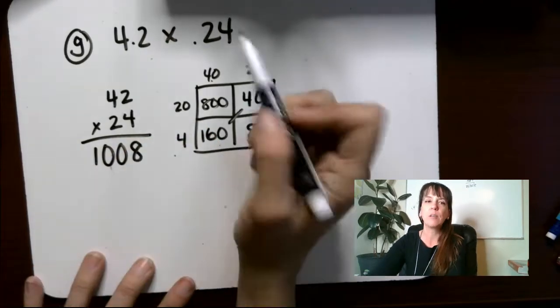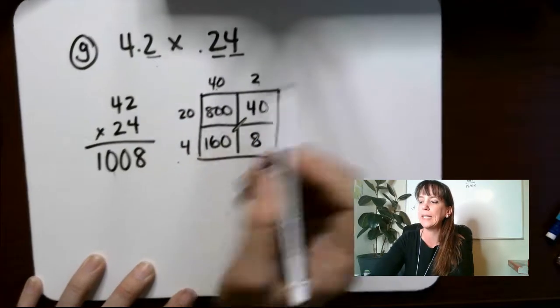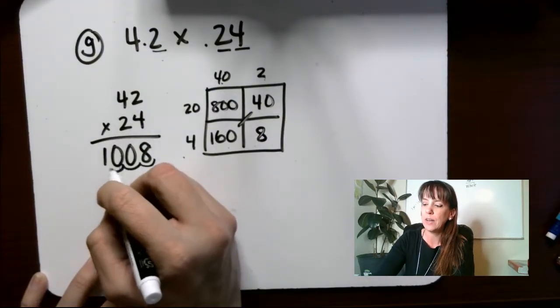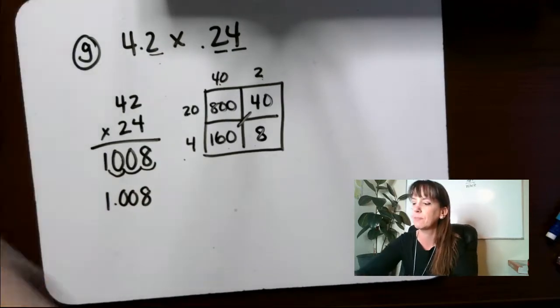We get 1008, right? Now we go back and we look at our problem. How many digits do we have behind decimals? 1, 2, and 3. So we're gonna go 1, 2, and 3, 1.008. 1.008 for G.